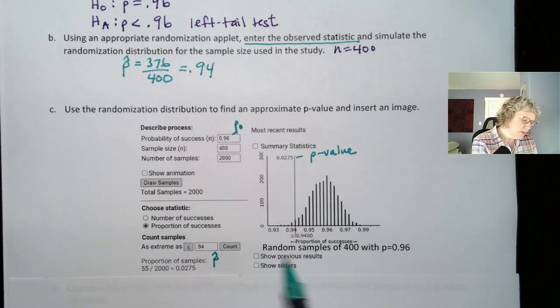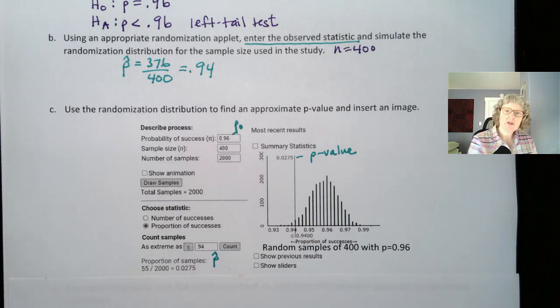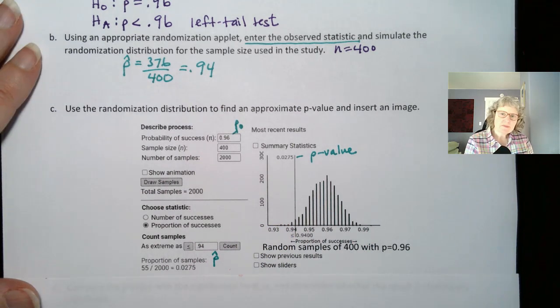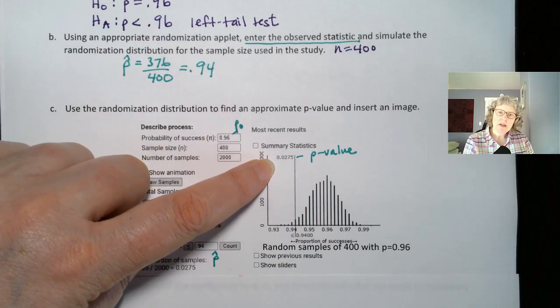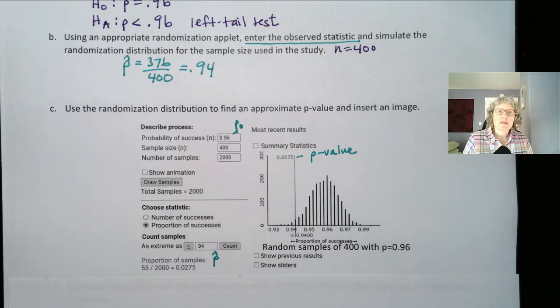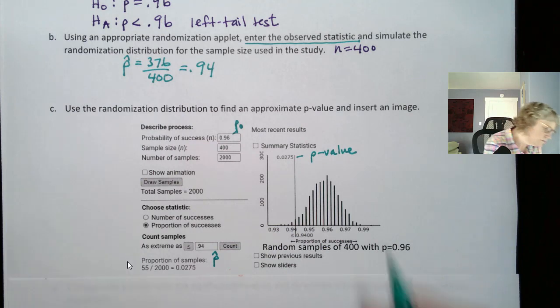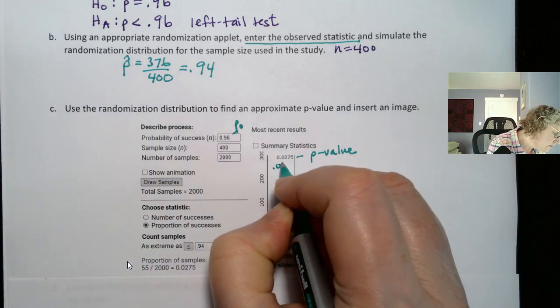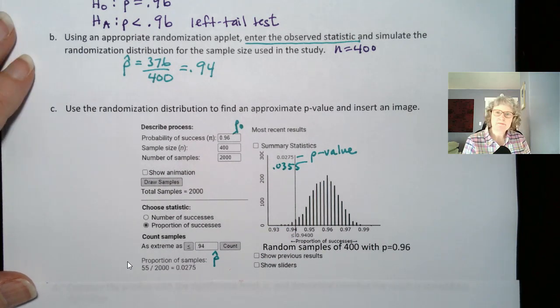And these are all random samples of 400 with p equal 0.96. This is showing the sample-to-sample variation. So that's our randomization distribution. So it turns out it's fairly unlikely. Actually, when I did this before for the notes, I got even less, 0.0275. So I will write my new one on here as well, 0.0355. Okay, so that's something around the same level.